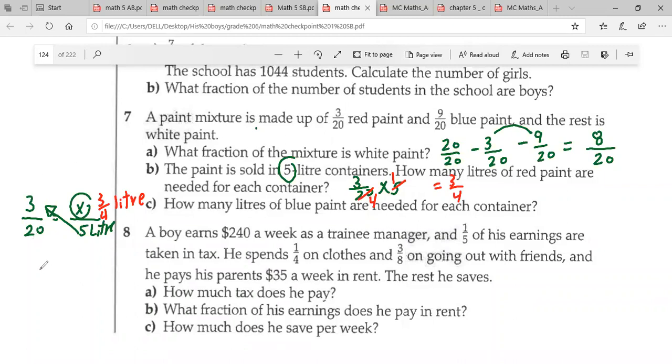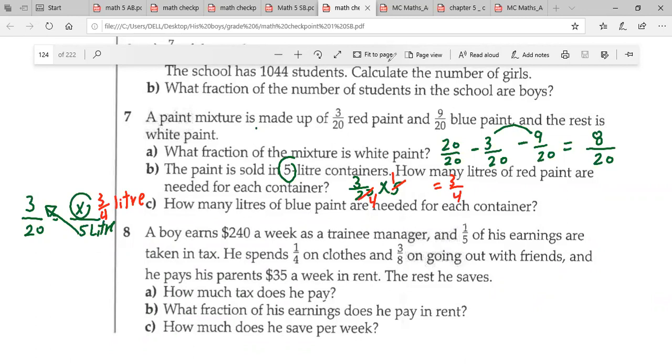It depends on multiplication or division. Yes, the ratio. 3 out of 20 is called a ratio, or a fraction. If you have a ratio or fraction, it depends on multiplication. Okay, the next one. Thank you.